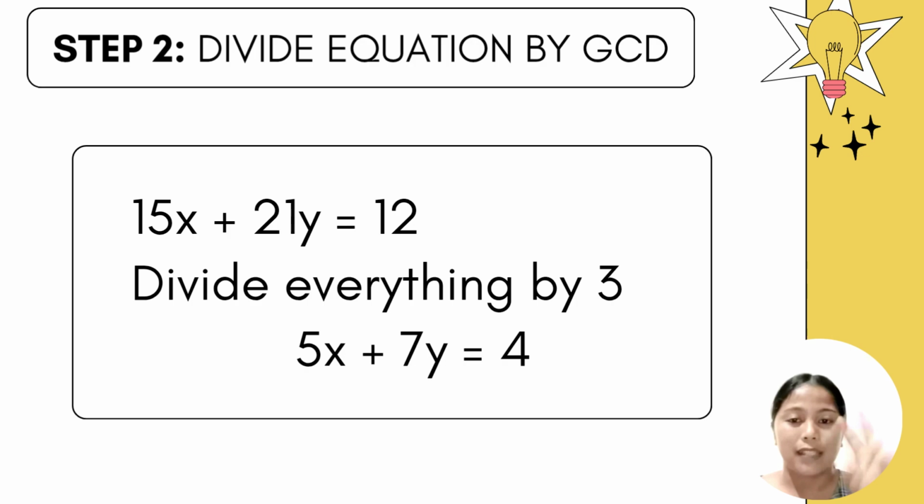And step 2, we need to divide the equation by the GCD. Our original equation is 15x plus 21y is equal to 12. So we need to divide everything by 3. 15 divided by 3 is 5, then copy the variable x, then the operation, which is addition, and 21 divided by 3 is 7, then the variable y is equal to 12 divided by 3, which is 4. So the simplified equation is 5x plus 7y is equal to 4.